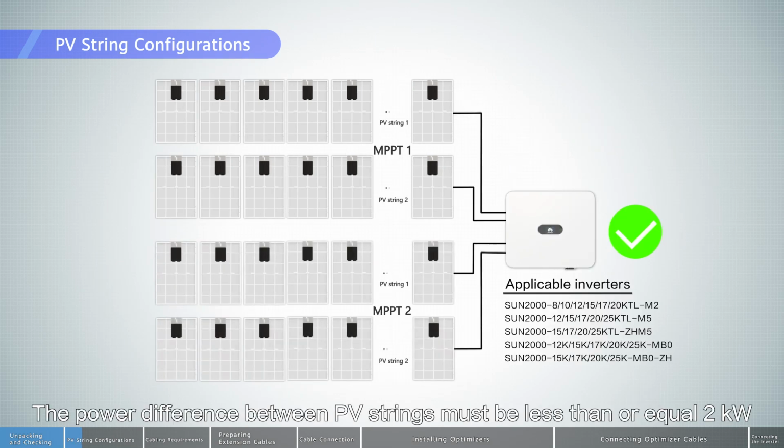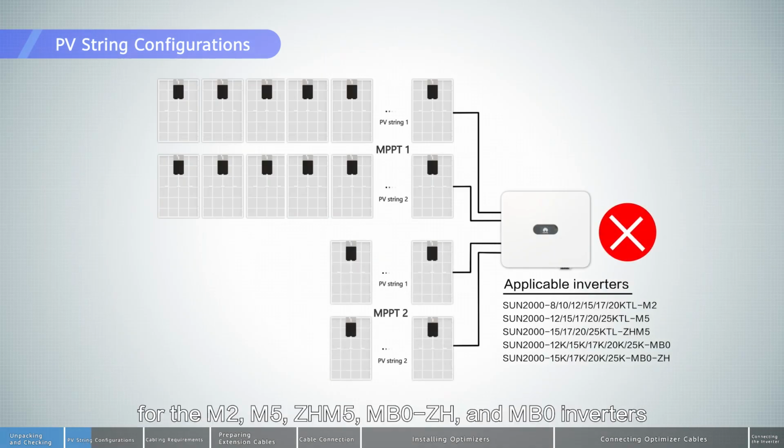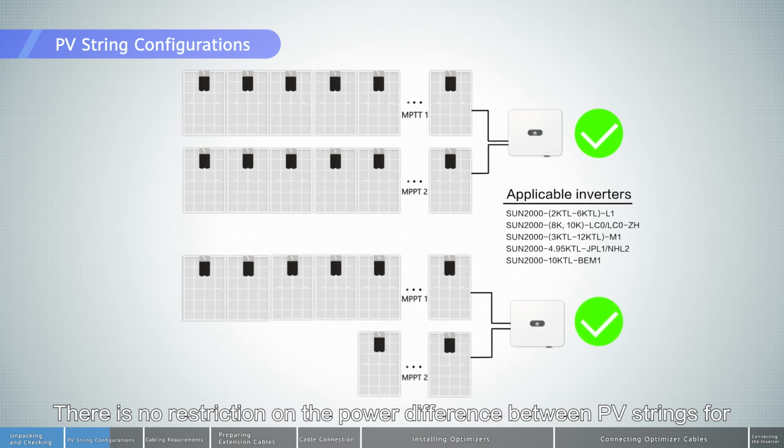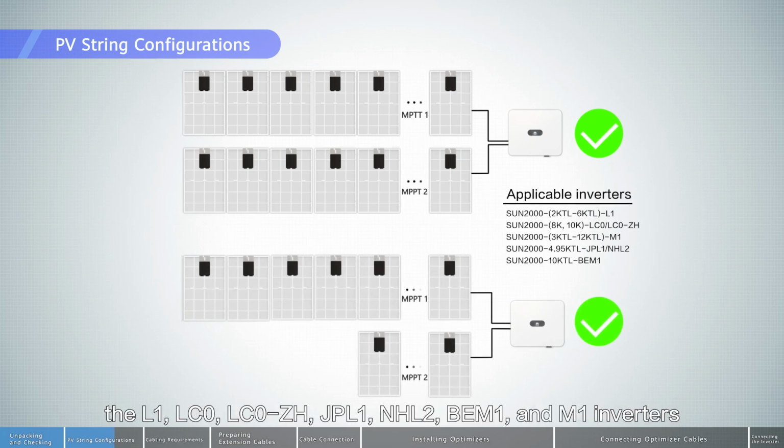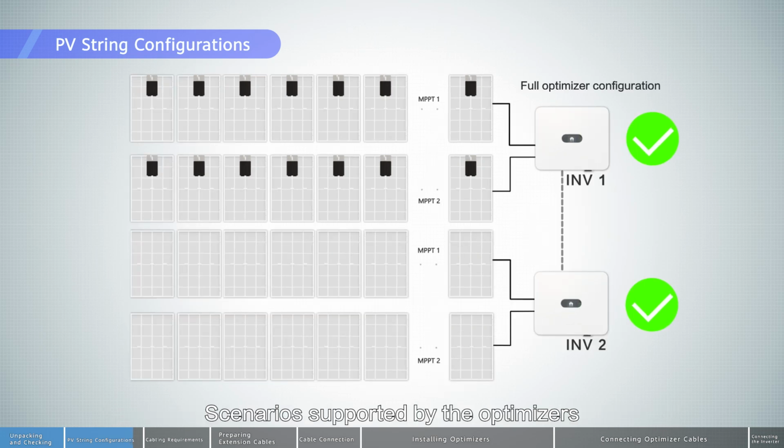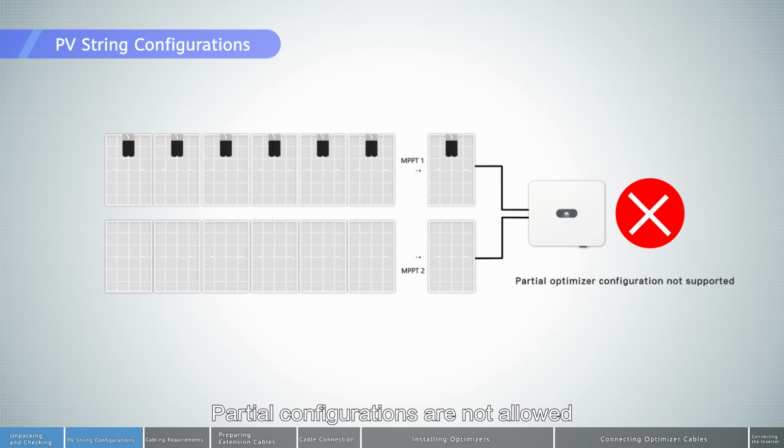The power difference between PV strings must be less than or equal to 2 kilowatts for the M2, M5, ZH-M5, MB0, ZH, and MB0 inverters. There is no restriction on the power difference between PV strings for the L1, LC0, LC0, ZH, JPL1, NHL2, BEM1, and M1 inverters, scenarios supported by the optimizers. Partial configurations are not allowed.